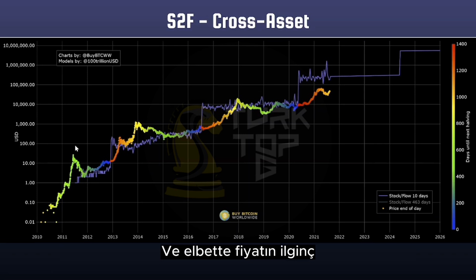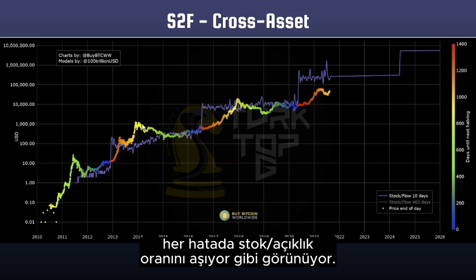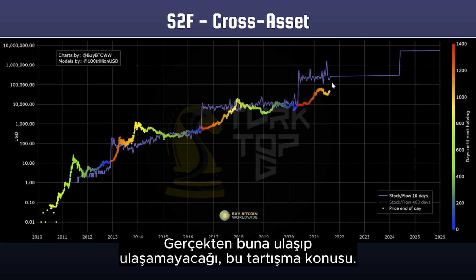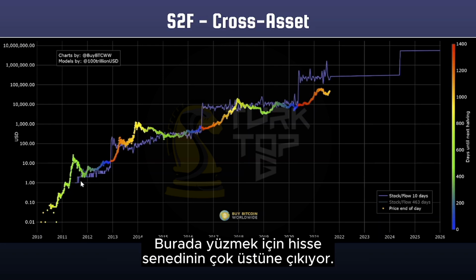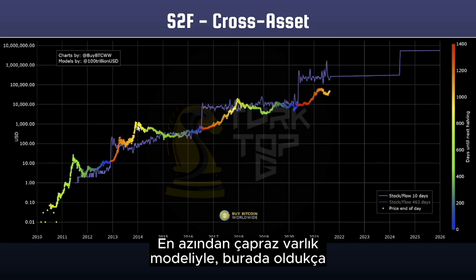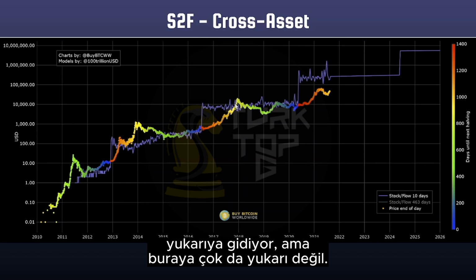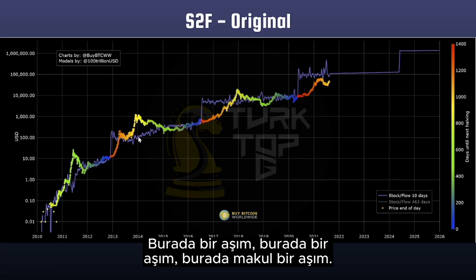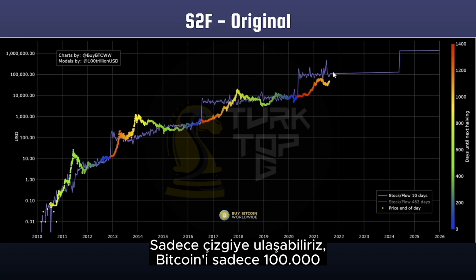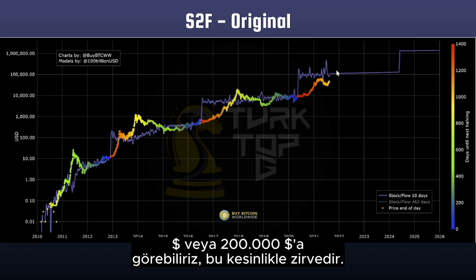And of course, one of the interesting historical features of the price as well is that it seems to overshoot the stock to flow ratio in each era. Now, whether or not it'll actually get to that or go past it, that's subject for debate. You can see here that we might have diminishing returns for each era. It goes far above the stock to flow over here, quite far above over here, but not very far above here, at least with the cross asset model. With the original one, the relationship's a little tighter. We have an overshoot here, an overshoot here, a decent overshoot here. We might just hit the line. We might only see Bitcoin at $100,000 or $200,000 at its absolute peak.